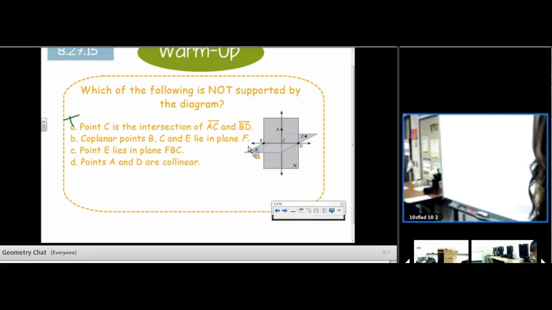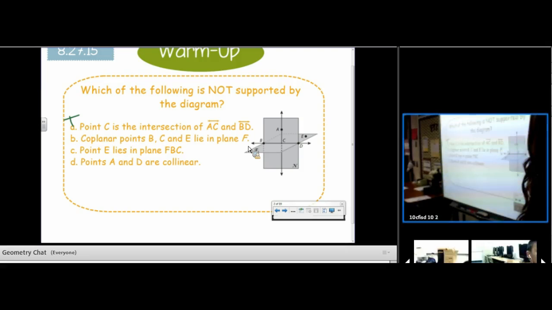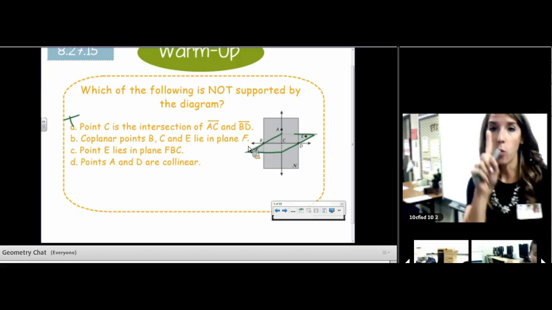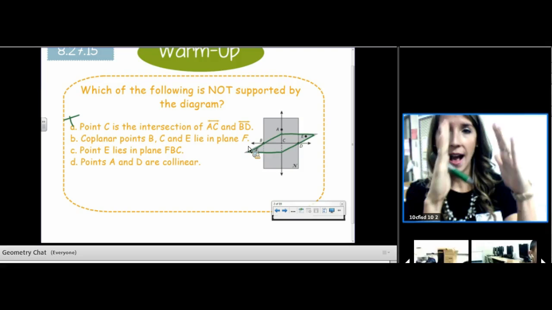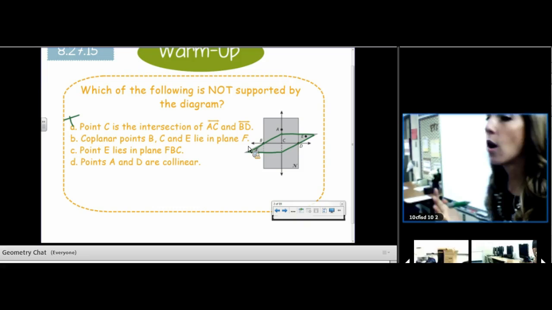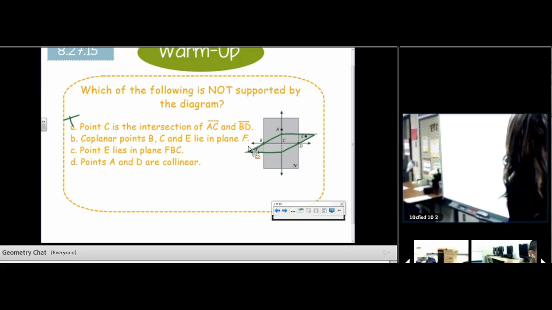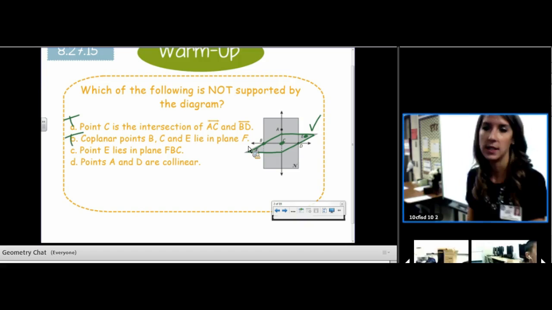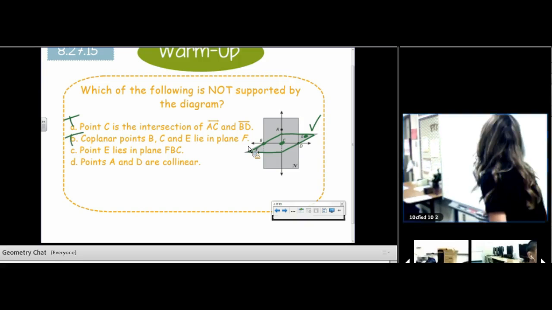So that's just kind of a test-taking tip. Points B, C, and E lie in plane F. So you're allowed to name a plane with one letter as long as it's a capitalized, italicized, leaning over letter. So are all those points in the plane? B, check. C, check. E, check. So that is a true statement.